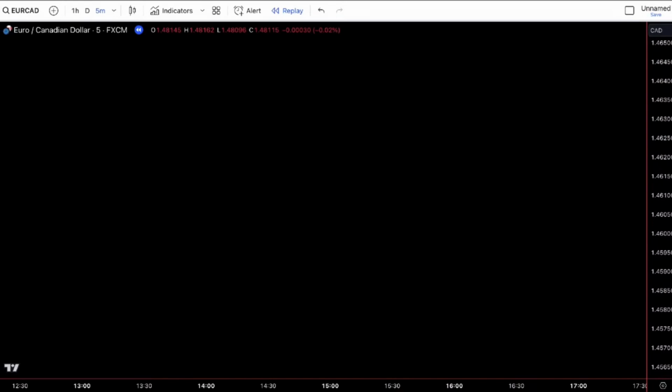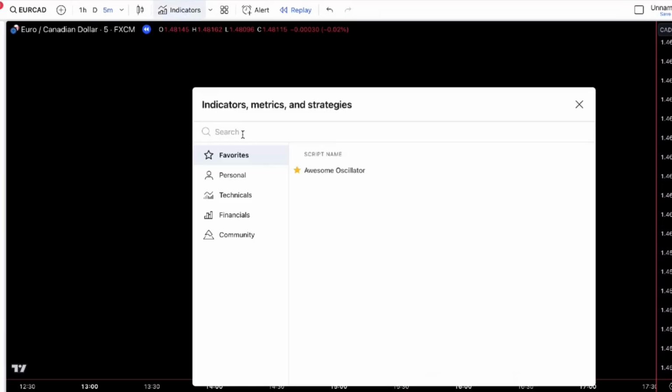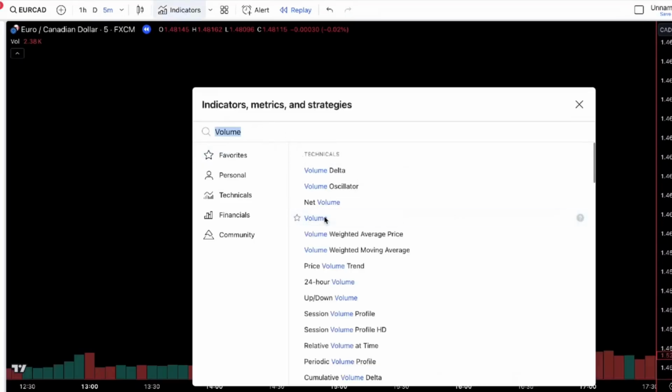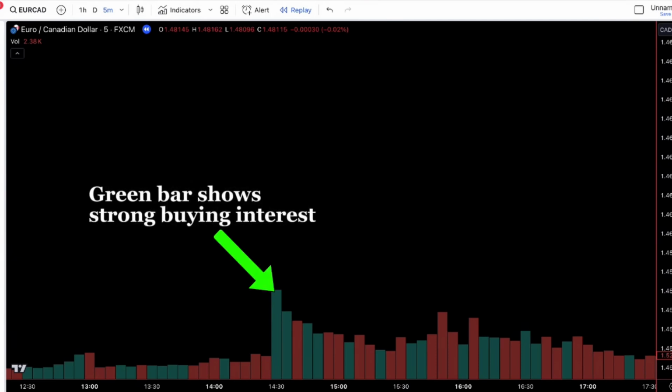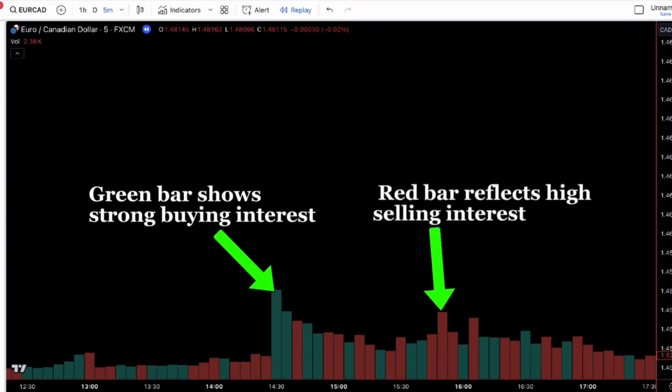Okay, now to view volume on TradingView, head to the Indicators tab, search for volume and select the Standard Volume Indicator. This tool uses vertical bars to represent trading activity. The taller the bar, the higher the volume. For example, a green bar shows strong buying interest on a day when prices rise, while a red bar reflects high selling interest on a down day.